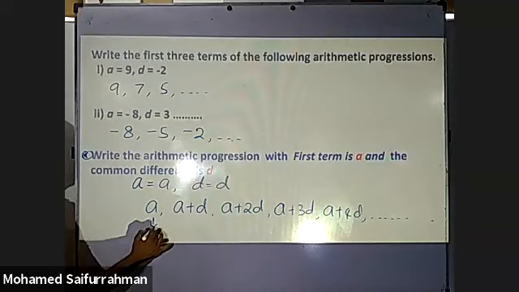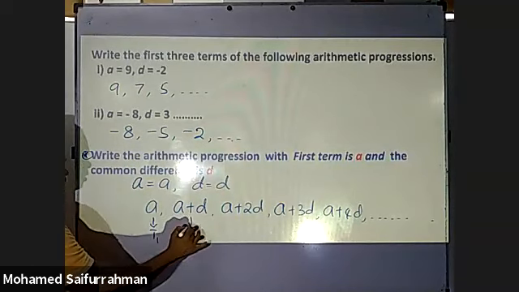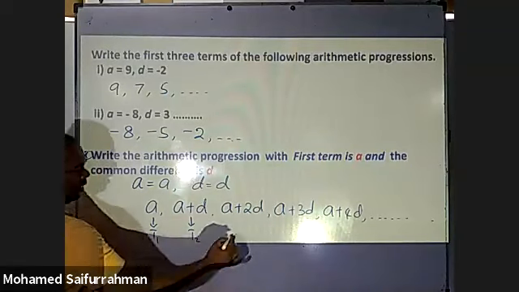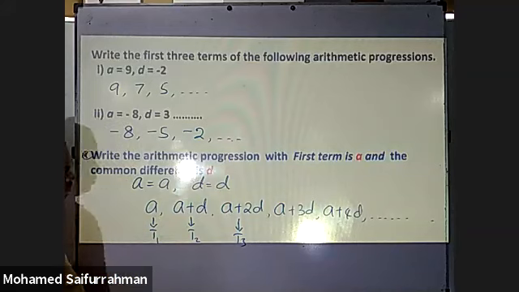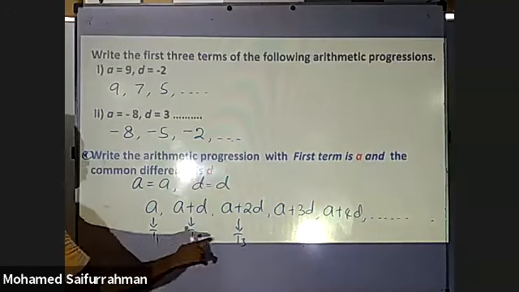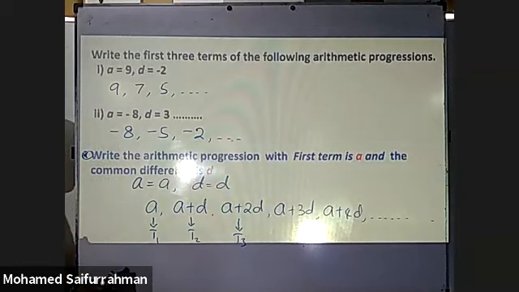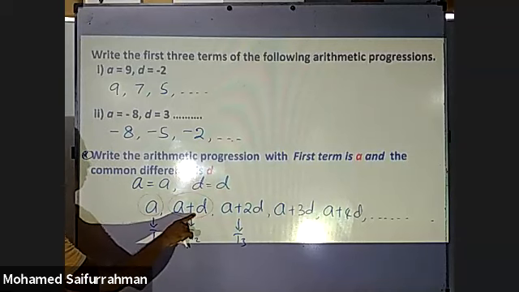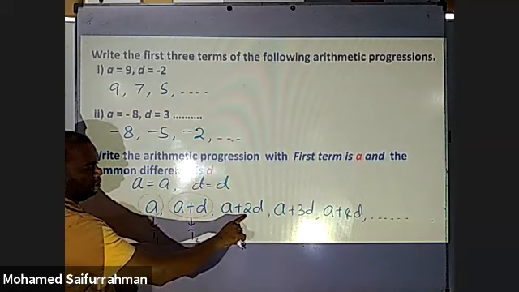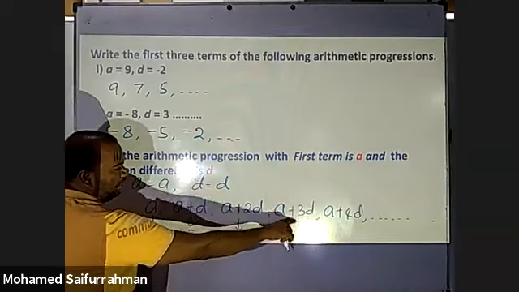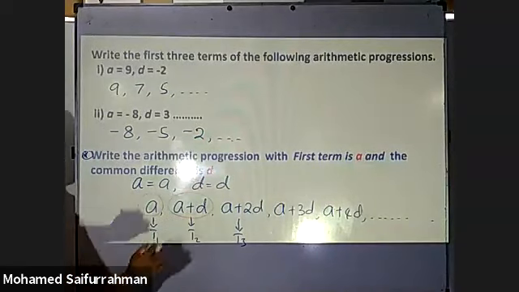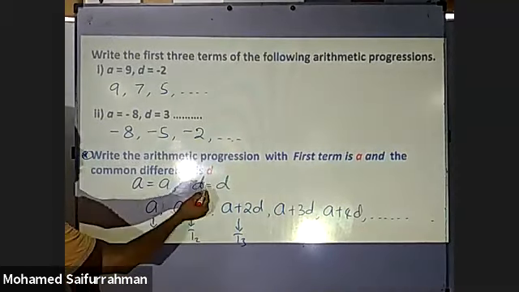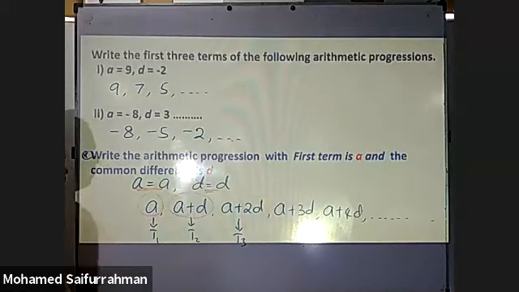So this is the first term, this is called the second term, and this is the third term. T1, term 1, term 2, term 3, term 4. So mind you, the first term of an arithmetic progression is A. Second term is A plus D. Third term A plus 2D. Fourth term A plus 3D. And this is how the progression comes when A equal A and D equal D.